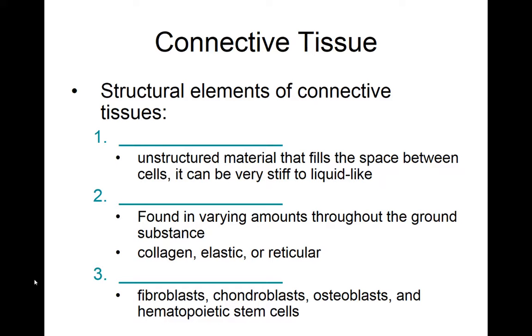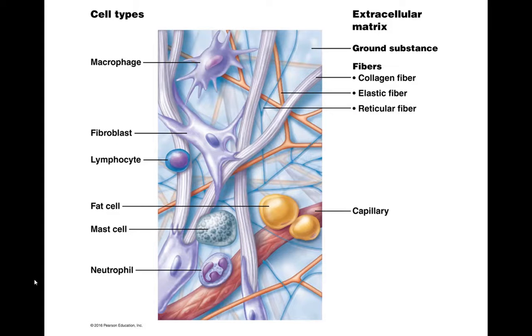Okay, and then the third thing that we always have in our connective tissue are the cells themselves. Now depending on the tissue, we're going to have different cells. And you can see I've written them all down up here, but we'll talk about those in a minute. But depending on the tissue, the type of cell will be different.